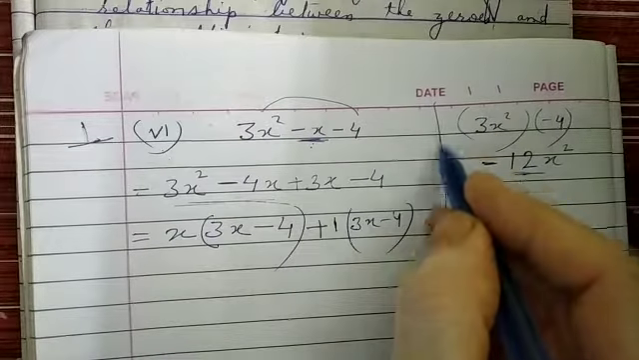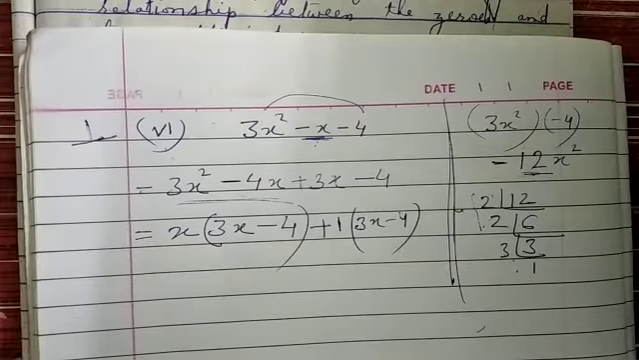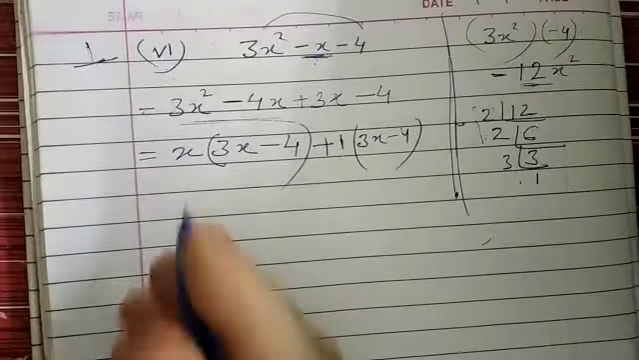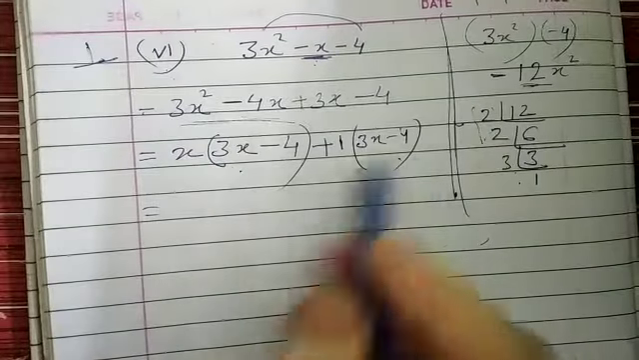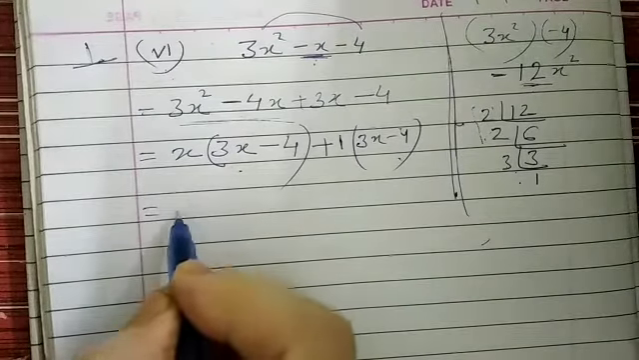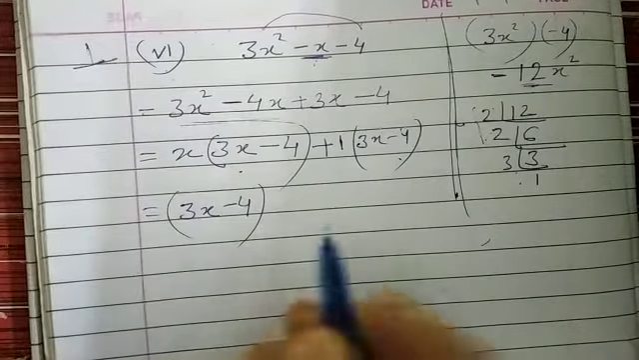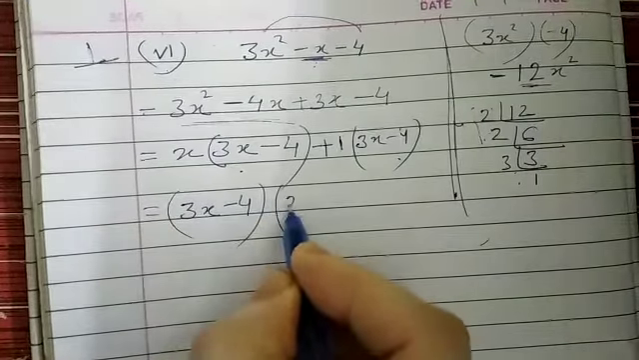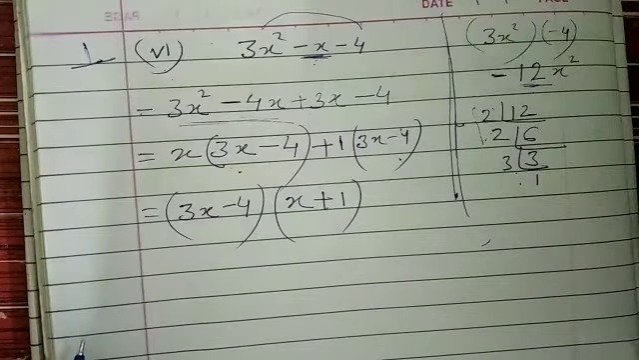This is your rough work. To find the factorization, you can use this process. Now these two factors are the same in both the terms, so take it as common. 3x minus 4, and here x is left and here 1 is left. So these are the two factors.